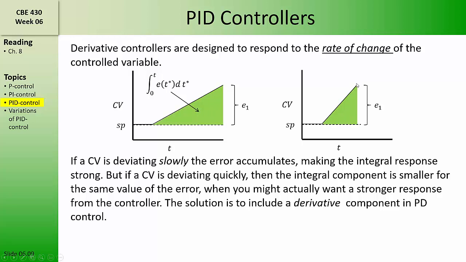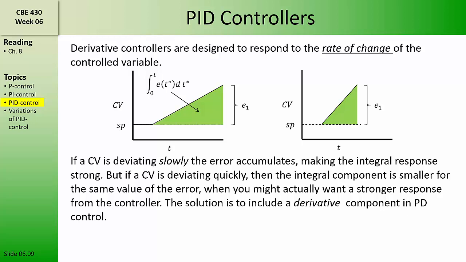However, for a more rapidly changing controlled variable, the error signal reaches the value E1 when the integral element, or the area under this curve, is smaller. This means that the integral element will actually respond more slowly to fast changes in the controlled variable. That's sort of the opposite of the type of response that we want from a controller. We would rather have the controller respond more quickly to fast changes and more slowly to slow changes.